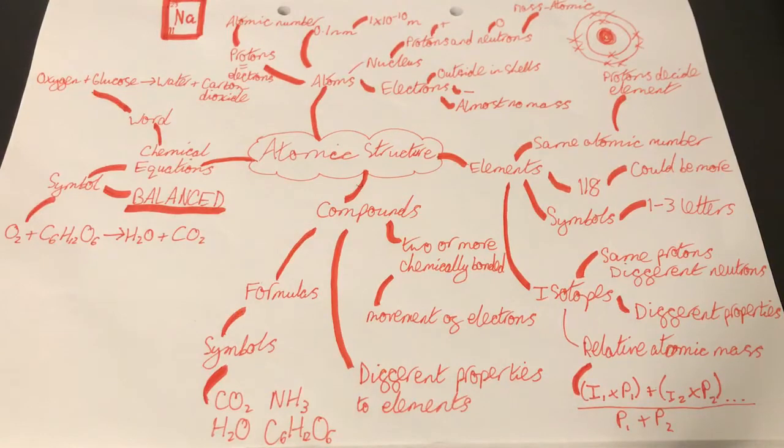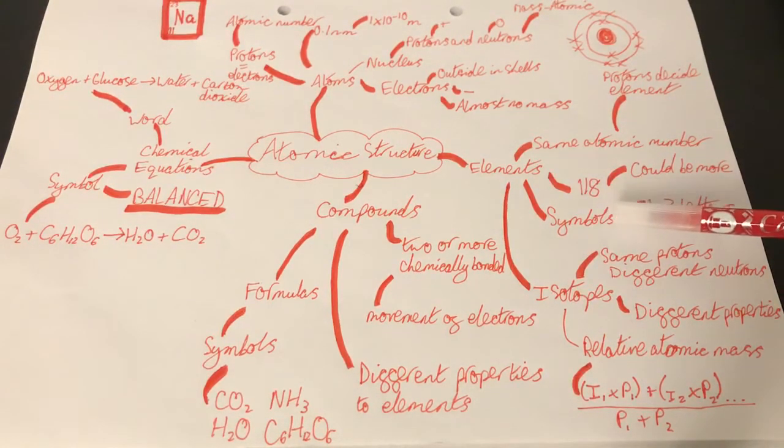So moving on to our next point, because I've covered everything on that one, we've got elements. So elements are atoms with the same atomic number, so the same amount of protons, and this is because protons decide what element it is. So hydrogen has 1 proton, helium has 2 protons, lithium has 3 protons, beryllium has 4 protons, and so on and so forth.